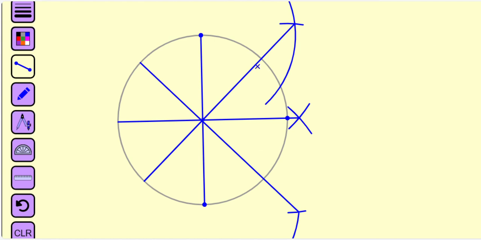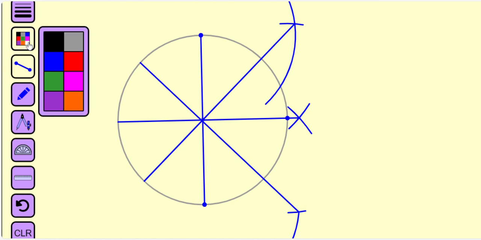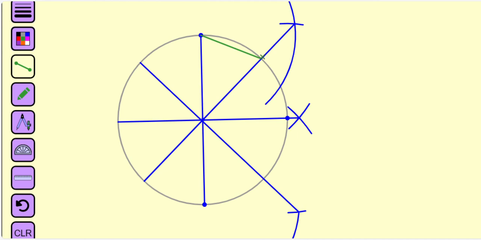Let us join the intersection points of the line segments and the circle by straight line segments. We have one line segment, two line segments, 3, 4, 5, 6, 7, 8. So 8 line segments give us a regular octagon that is inscribed in a circle.